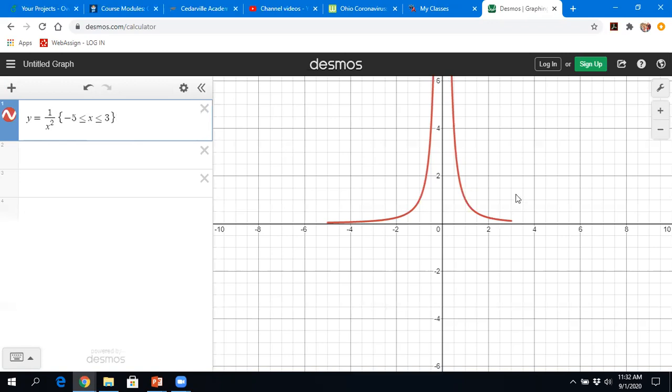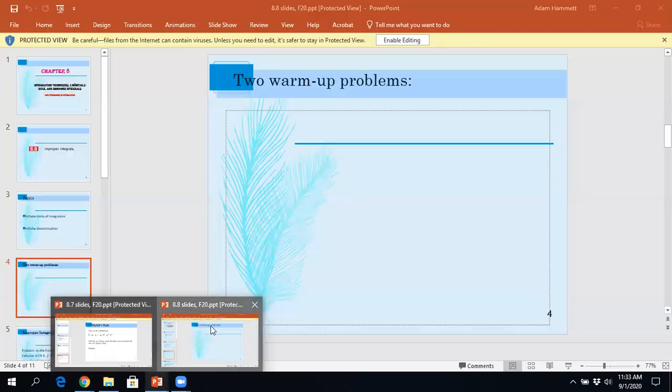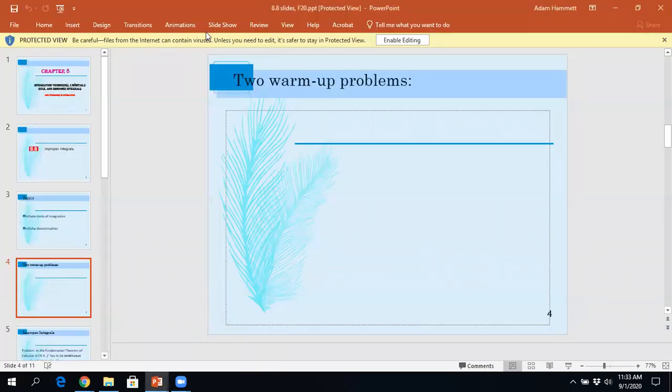So do you see that? There's the picture right there. You can kind of see why the area would have the potential for ballooning to infinity. Does that make sense? Okay. All right. Back to the task at hand.